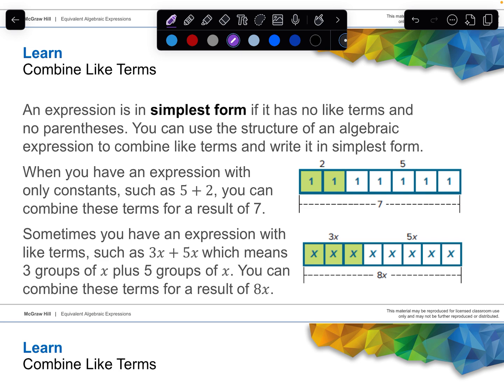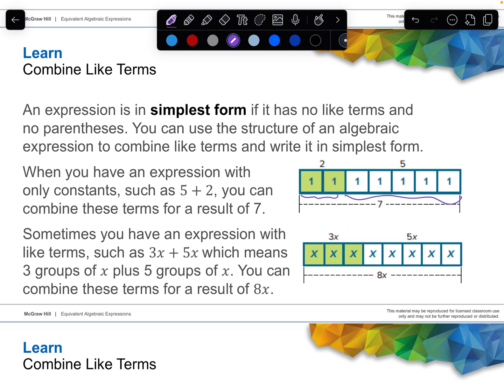So you can use the structure of an algebraic expression to combine like terms and write it in the simplest form. When you have an expression with only constants, such as 5 plus 2, you can combine these terms, like you see here with my bar diagram. I have 2 over here and 5 over here that combine to 7.